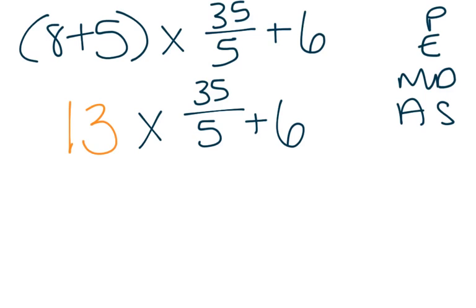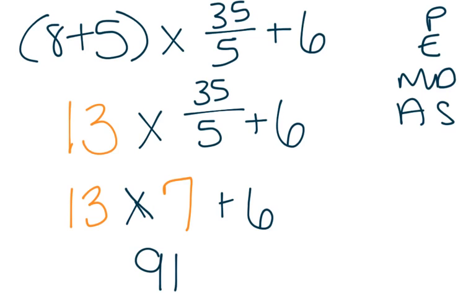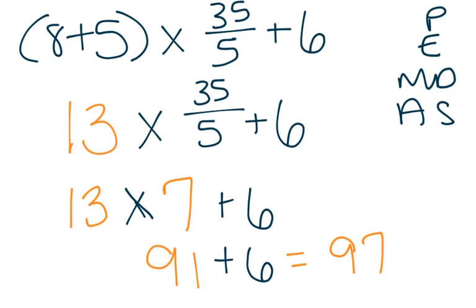So we're going to have 13 times 35 divided by 5 is 7 plus 6. 13 times 7 is 91. 91 plus 6 equals 97. So see, they're really not that bad.